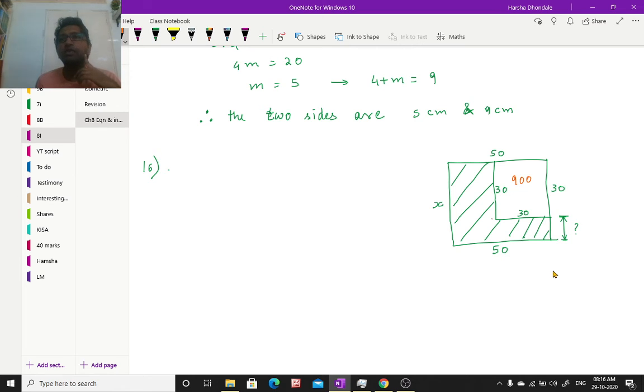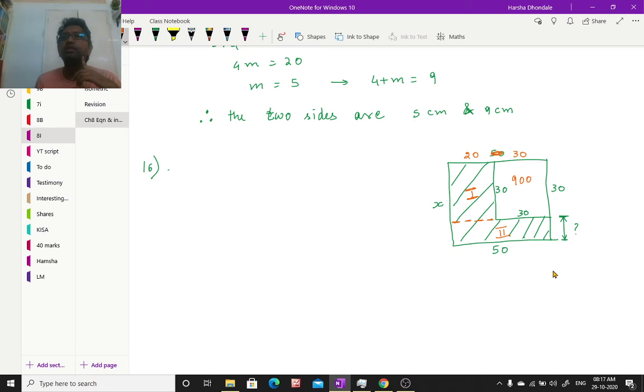For this shaded region, if I divide this rectangle, this shaded part, like this, I get two parts. I'll call this part 1 and I'll call this part 2. Now in part 1, the entire thing at the top is 50. If this entire thing is 50, this part is 30 because it's a square, so the remaining part must be 20.